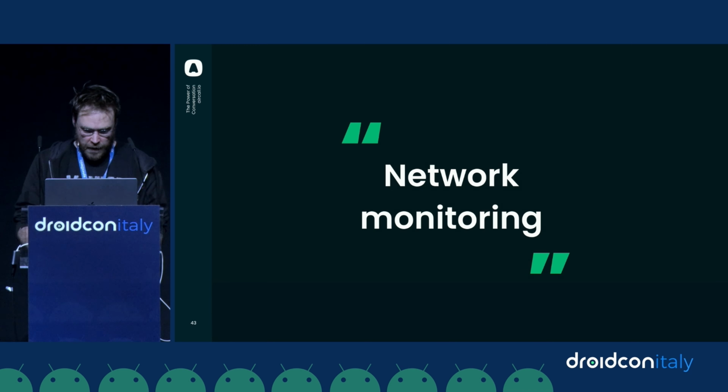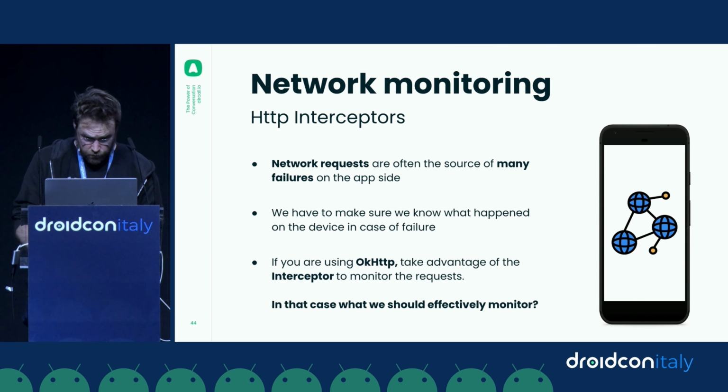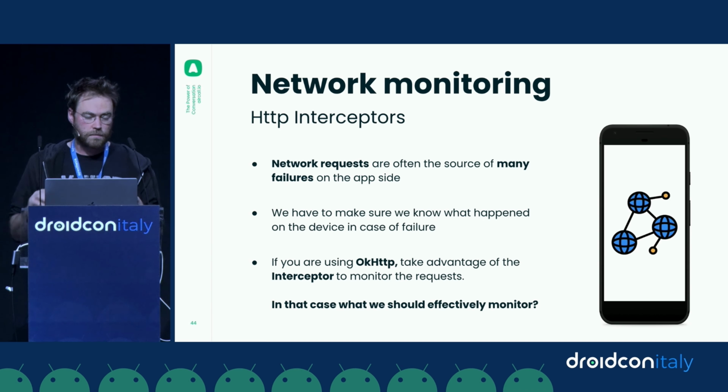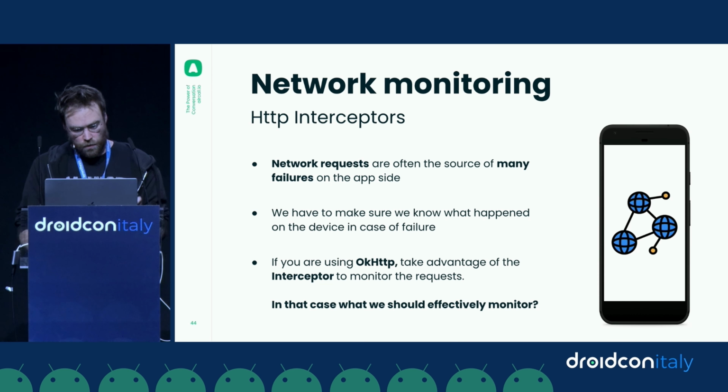Another thing is network monitoring. That's a major point of failure, so you need to be efficient when monitoring this part. Network requests are almost the main source of failure on the app side. We need to make sure everything is running perfectly in order to have all the needed data to run your application. And if you are using OkHttp, you can take advantage of the interceptor in order to monitor the network. So how can we effectively monitor our network?